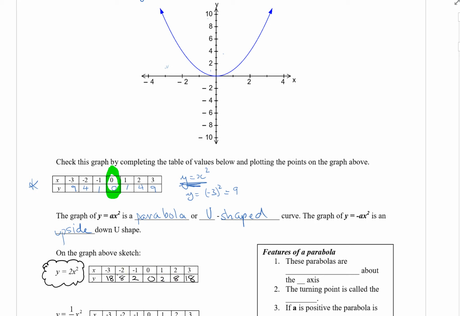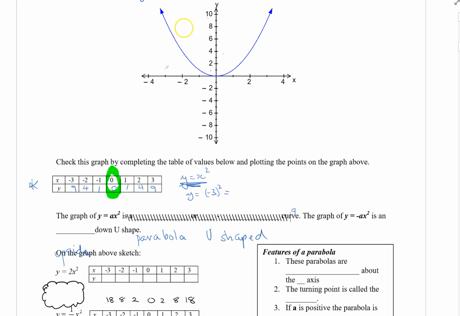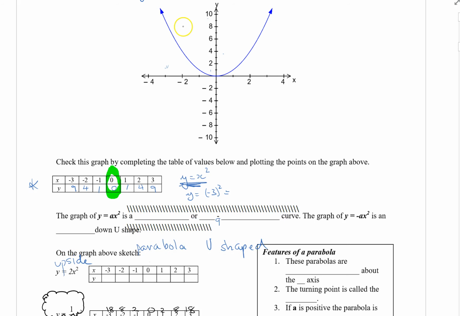And negative 3, 18 is off the graph, so I can't actually plot negative 3, 18. I can plot negative 2, 8.